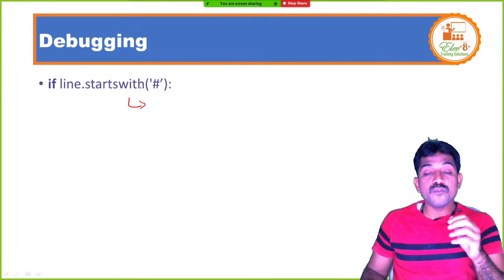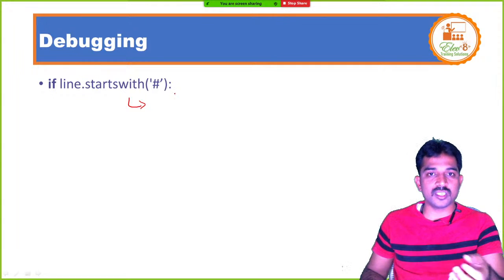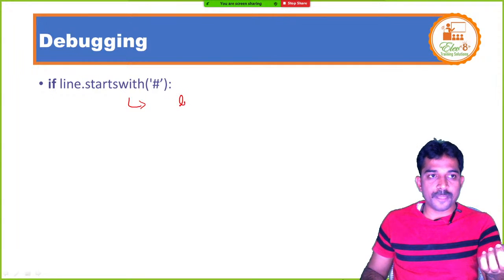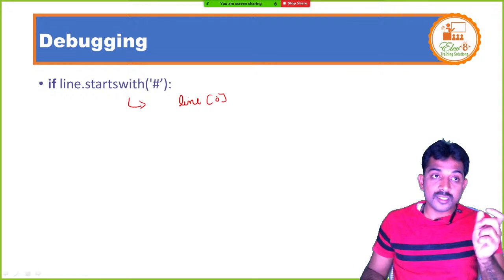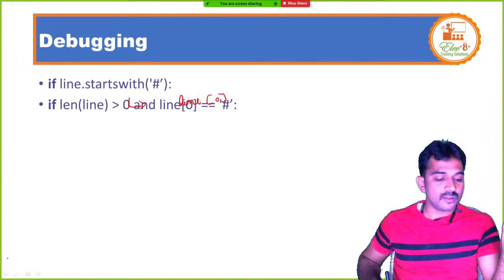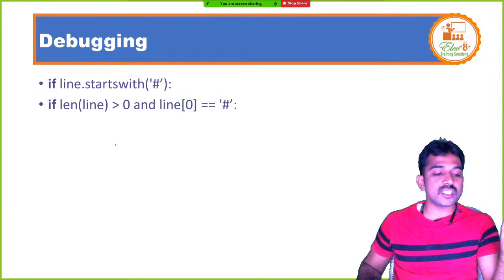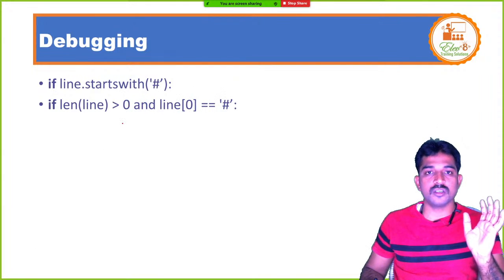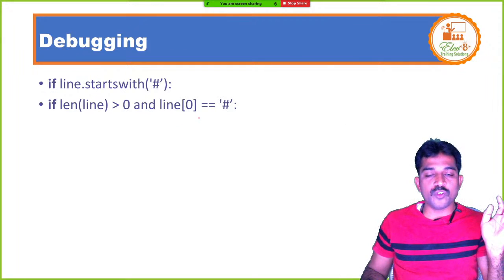Sir, if I want to use the same method used in the last program, can I use the same thing like this? Yes, you can. This is also possible, but you have to do one thing here. To use the same thing, you should first check whether the length is greater than 0 or not. After that you go for this.